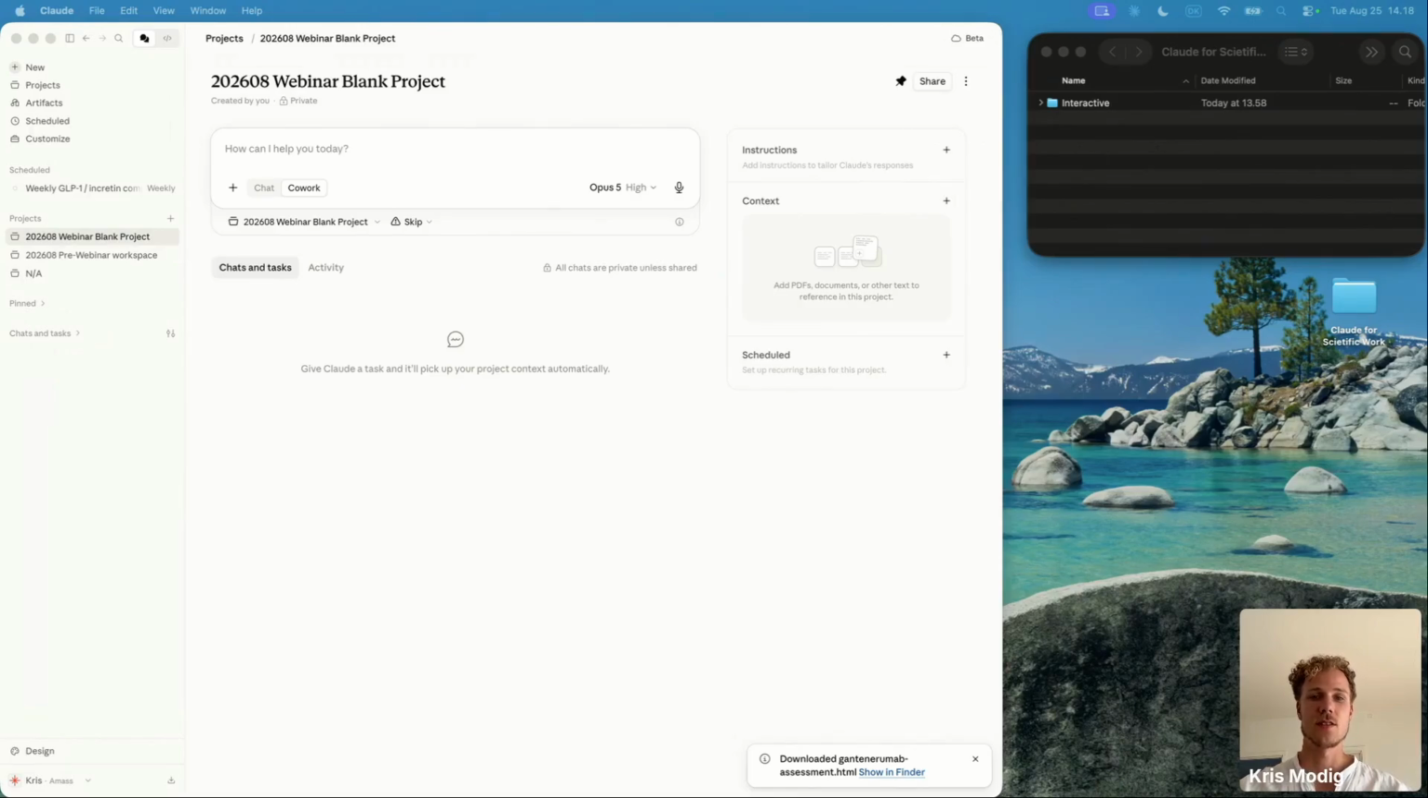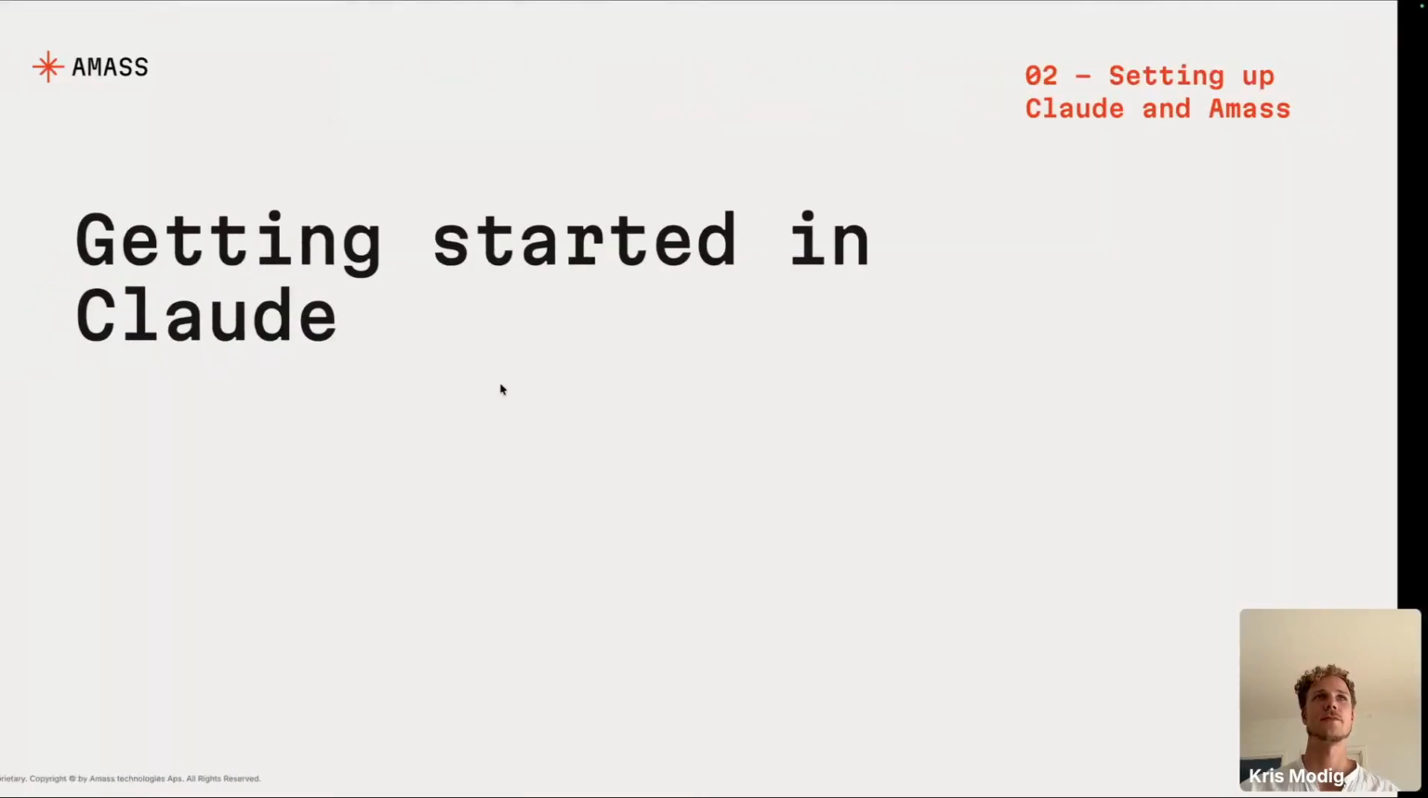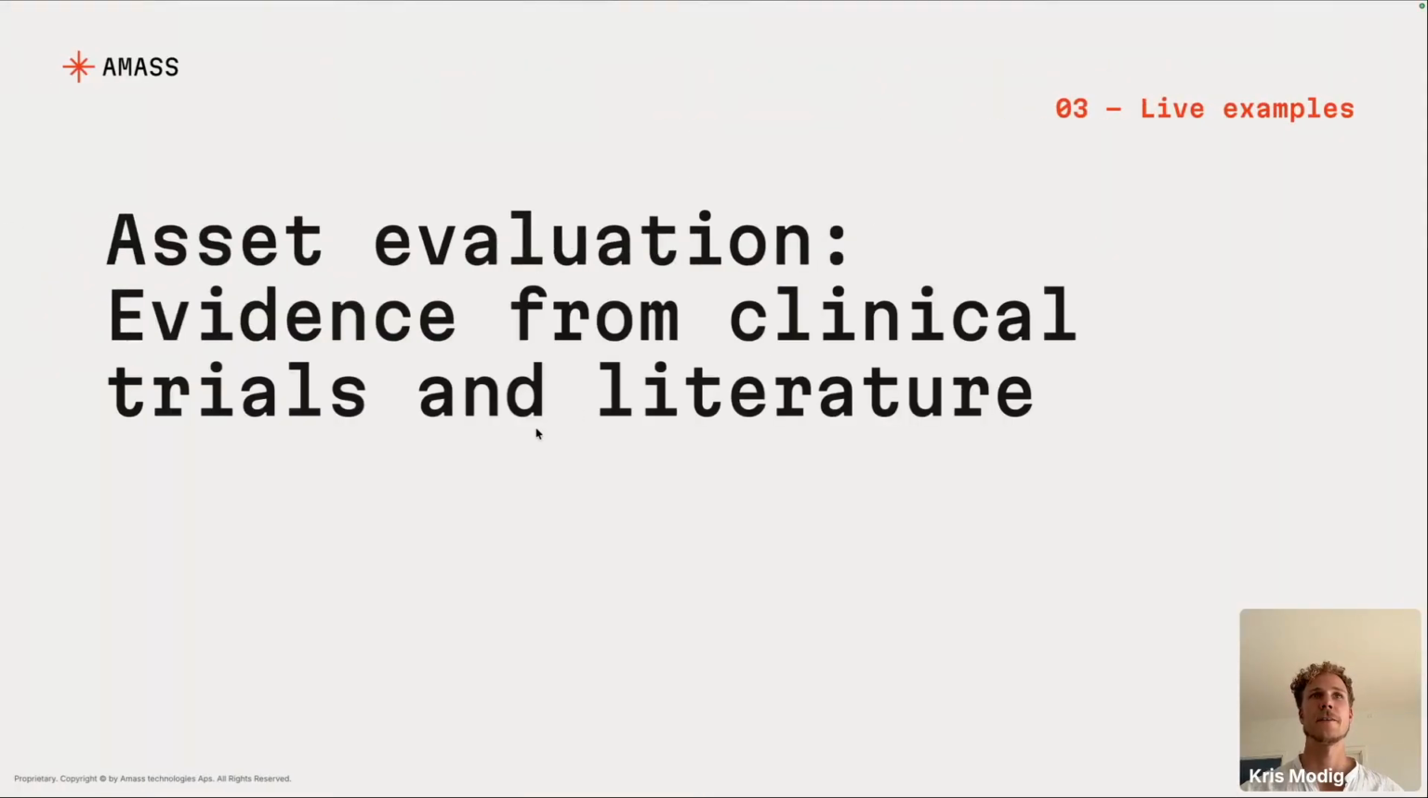All right, so if we start with the first use case, this will be an asset evaluation. So just going through some evidence from clinical trials and literature related to an asset. And you can imagine that you're working at a biopharma company with deep expertise in maybe a specific target or indication, and a new asset has just come across your desk. This might fit your company strategy.